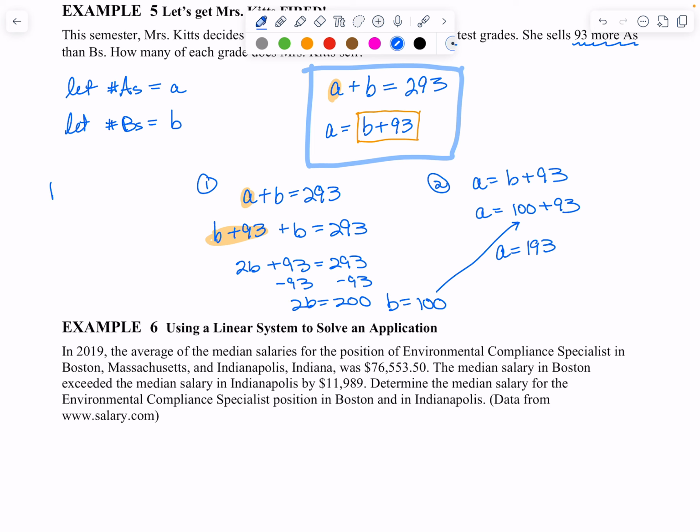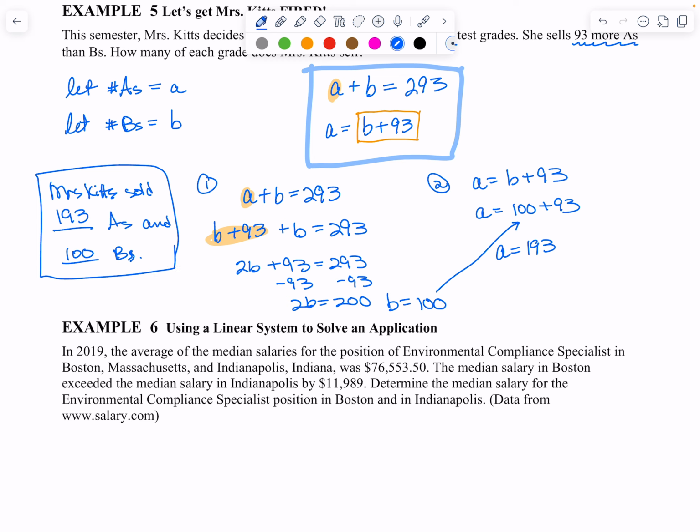So Miss Kitts sold blank A's and blank B's. That's what it'll have in my lab. And you just put 193 A's and 100 B's. And it makes sense. If I added all those together, I've got 293. So that makes sense. Okay.